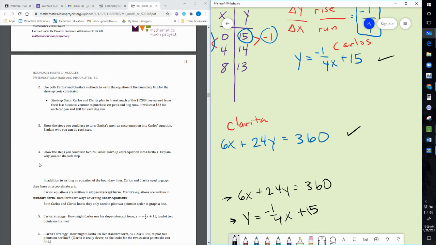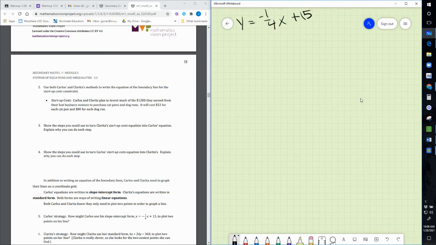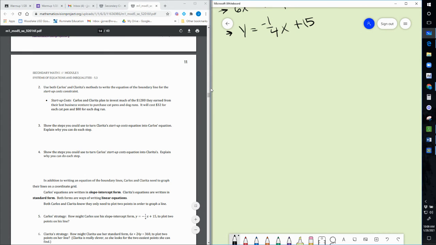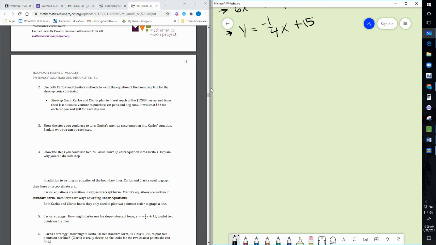All right, number 2, it says use both Carlos and Clarita's method to write the equation of the boundary line for the startup costs. So good news is I know in previous videos I've given you these equations, okay? So it says they have $1,280 total to spend, and cats cost $32 each, and dogs cost $80 each.